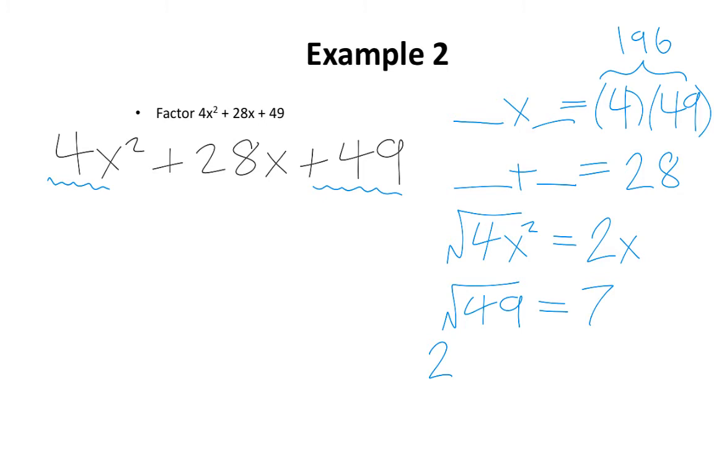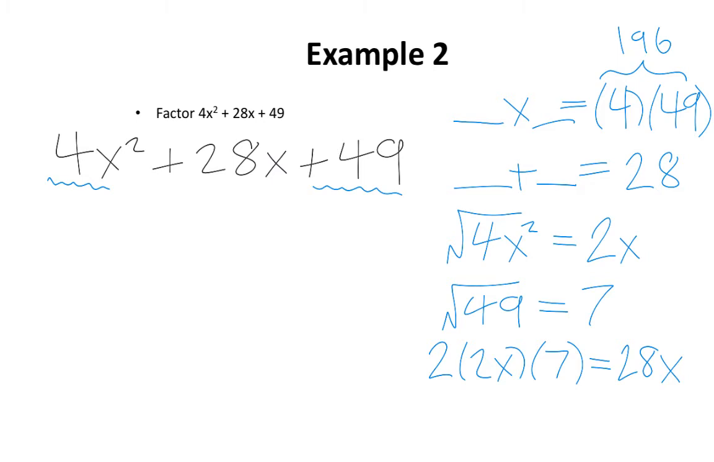So you want to double the product of these two answers, and you should get 28x, because 2 times 2x is 4x, and 4x times 7 is 28x. This means that a perfect square trinomial is present.